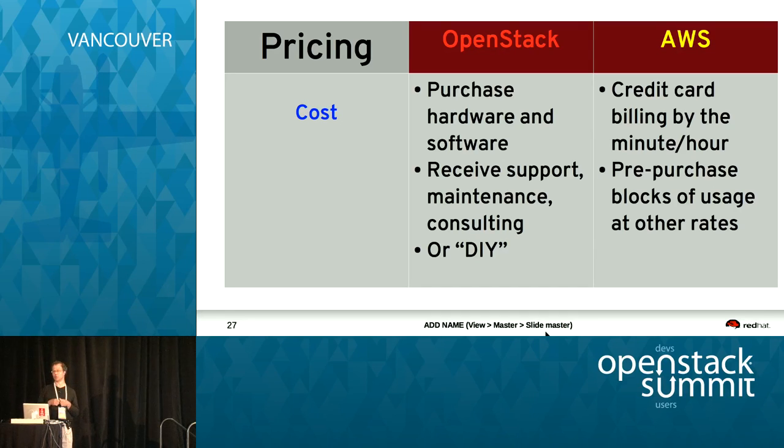Or you can go the route of doing it yourself, and doing it yourself means you buy the hardware, you download OpenStack from the foundation, and then you have to hire people to run it, install it, and maintain it. Python engineers are not cheap and not so easy to find, so there's a certain risk that one can say taking that path versus using a supported vendor.